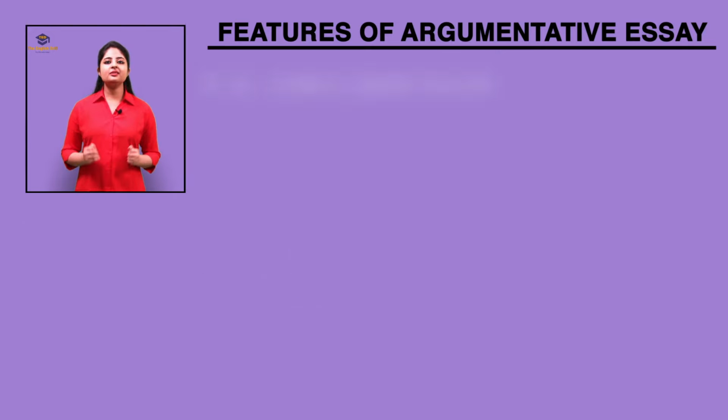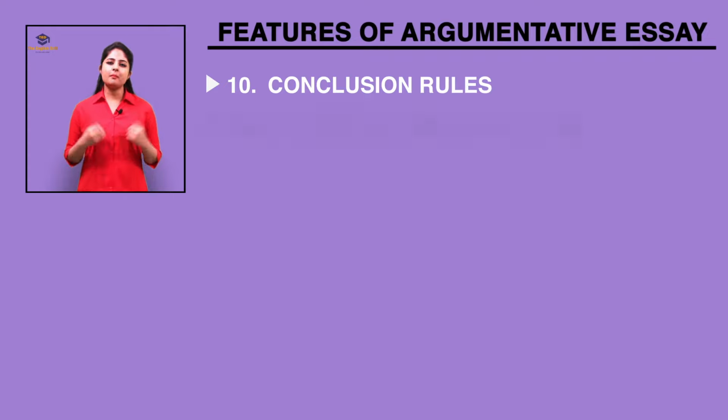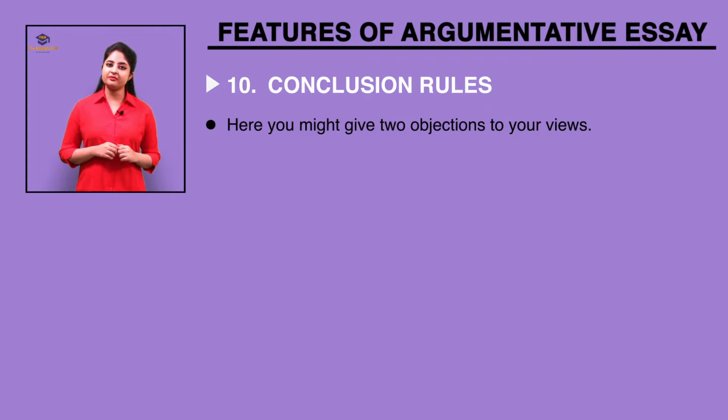Number 10, conclusion rules. Here you might mention possible objections to your views. So if you're writing about the use of mobile phones, suppose you're writing for the use of mobile phones, you're supporting the use of mobile phones among youngsters, then here you might write around two objections to your views. Maybe about how youngsters often get addicted to social media due to overusing mobile phones, or maybe how addiction to mobile phones is affecting their health in the long run. You might mention maximum two objections to your views here.